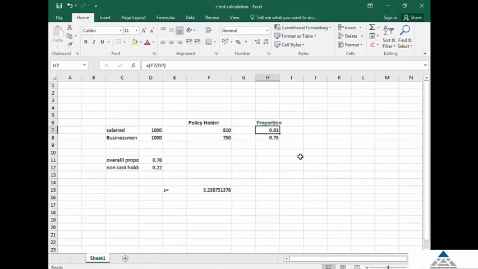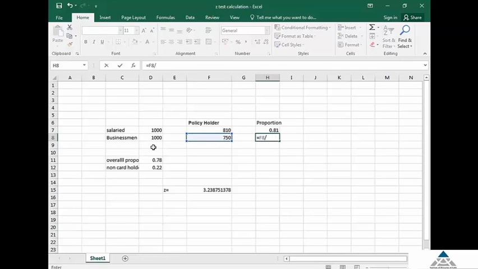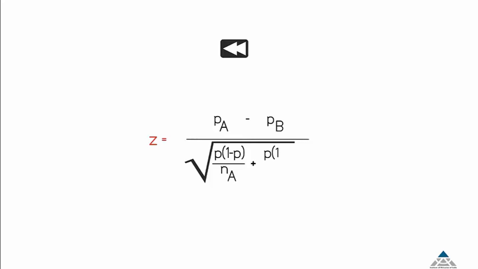As per the samples, we have PA is 810 upon 1000, which is 0.81, and PB is 750 divided by 1000, which is 0.75. Now remember, these are just estimates based on the samples we have. The test statistic we had seen in our previous video was this: PA minus PB upon square root of P into 1 minus P upon NA plus P into 1 minus P upon NB.